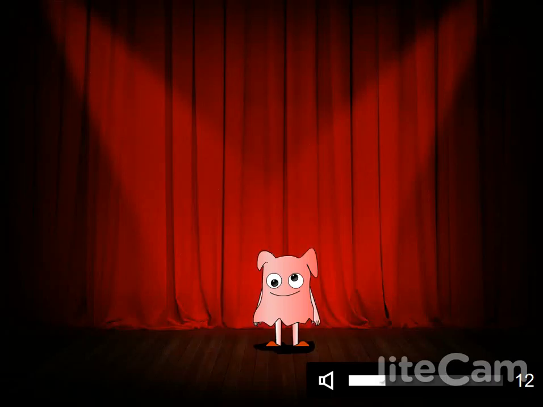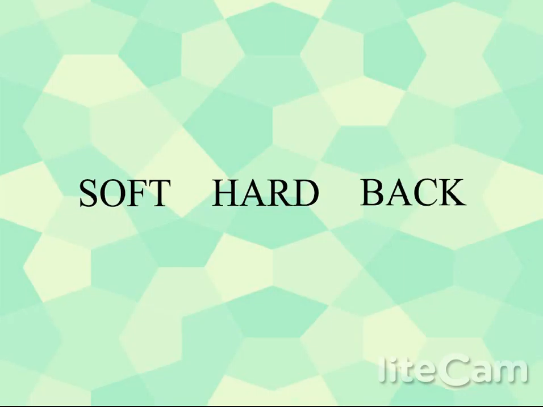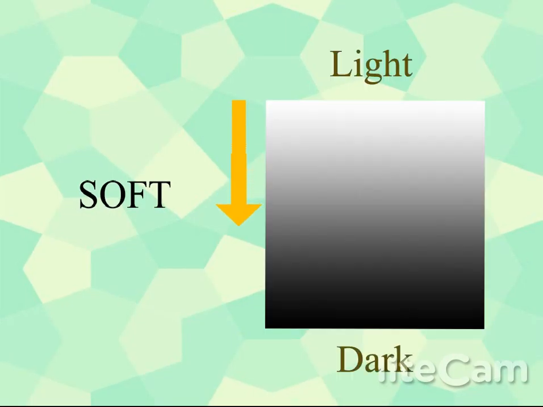In lighting, there are soft lighting, hard lighting, and backlighting. First of all, soft lighting is a lighting that creates shadow with a gradual transition from light to dark.